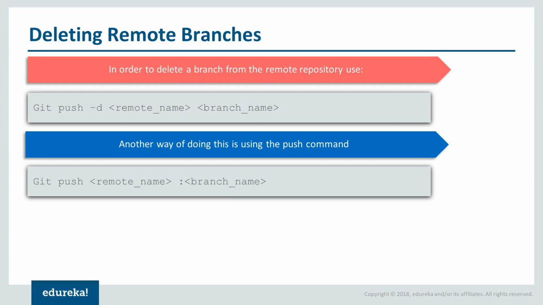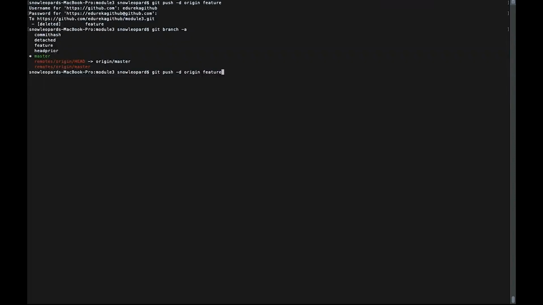Another way to remove it is using git push, the remote name, colon, the branch name. For example, let's push the feature again. We are deleting it, we're not pushing it. So let's remove the -d and push the feature again.